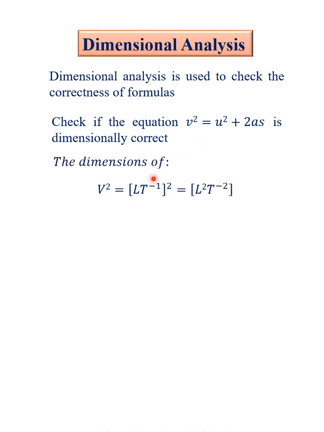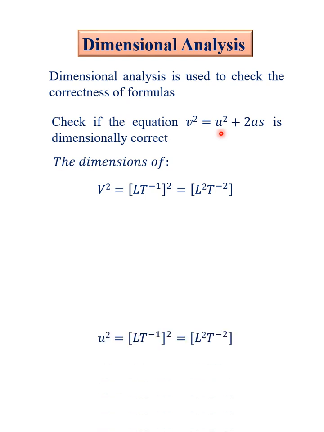The dimension of v squared is equal to, remember that v is velocity, and the dimension of velocity from what we've derived previously is LT raised to power minus 1. Then v squared will be LT raised to power minus 1, all squared. If we square that, we have L squared, and minus 1 times 2 gives us minus 2. So we have L squared T raised to power minus 2 as the dimension of v squared. Now we're done with the left-hand side. Let's go to the right-hand side.